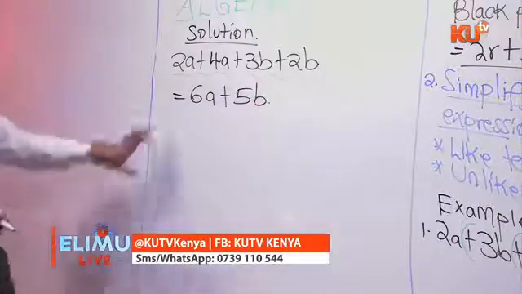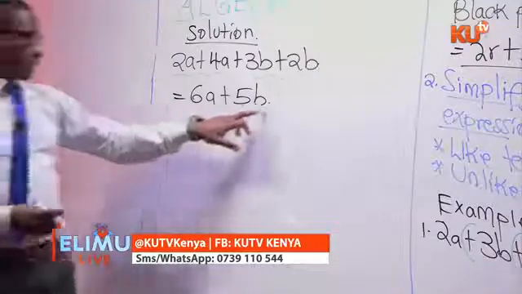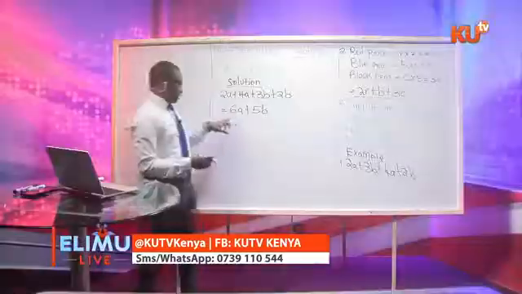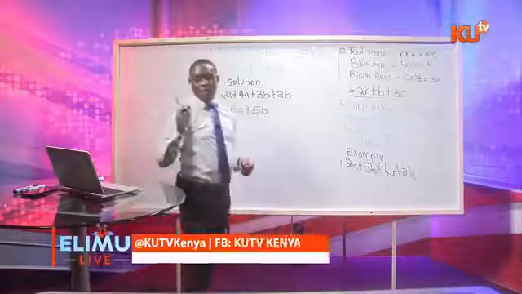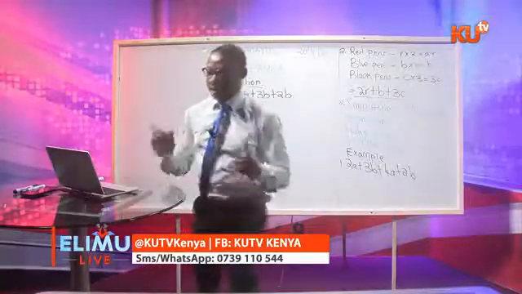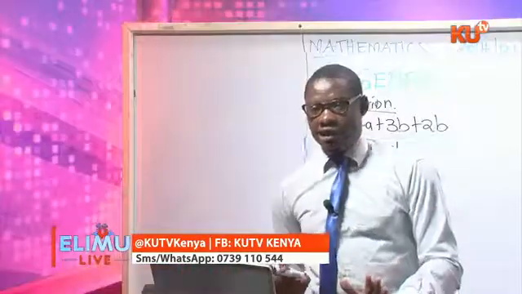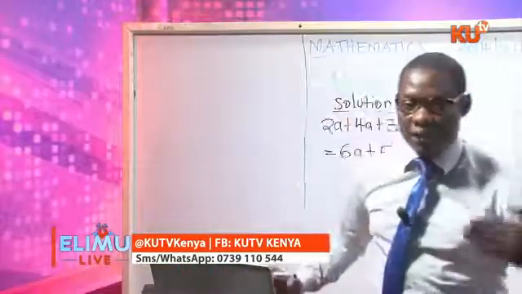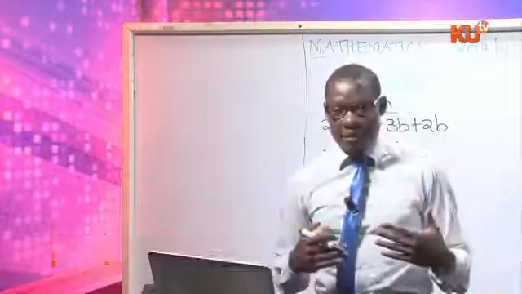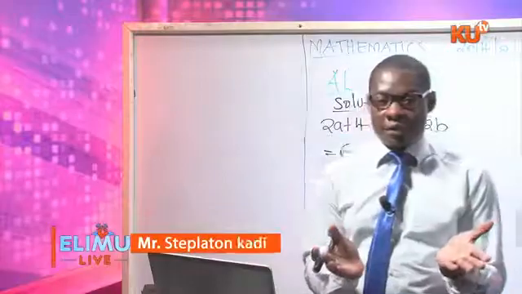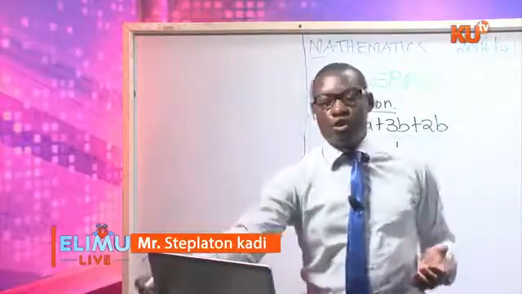Therefore, our answer to this question is 6a plus 5b. Remember, the most important thing is to collect the like terms. After collecting the like terms, you share the signs. So the sign that comes before the number, not after the number. So you pick a number and the sign. Then you put the like terms together, and then you add or you subtract if it needs you to subtract.